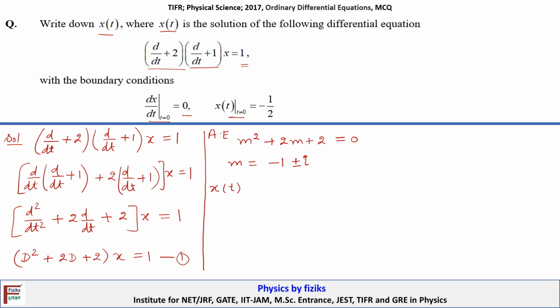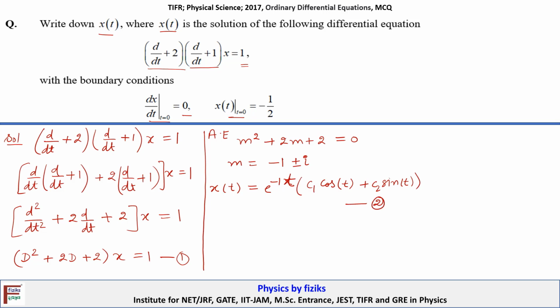x, which is a function of t, is equal to e to the power -1, that is the real part of the root, into c1 cos of the coefficient of the imaginary part, that is 1, so here it is just t, and of course t is also the variable here, plus c2 sin t. Now this is our solution. Say this is equation number 2.